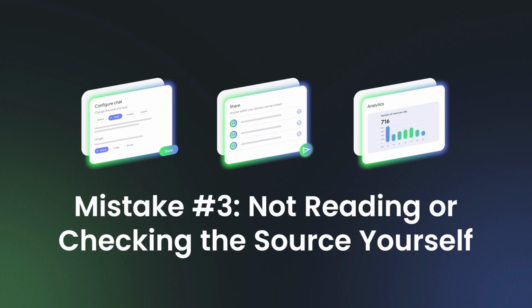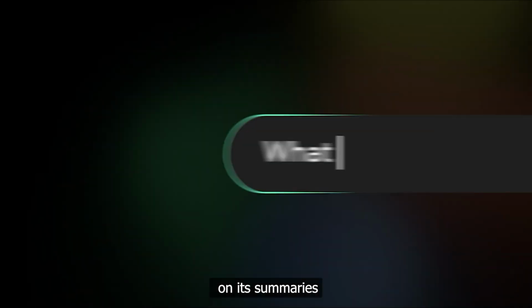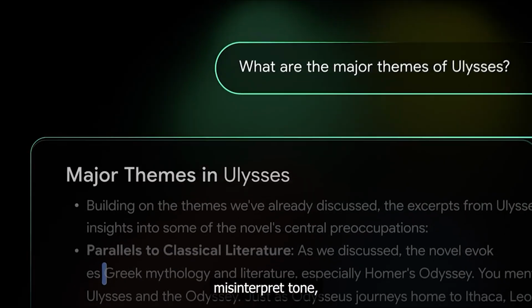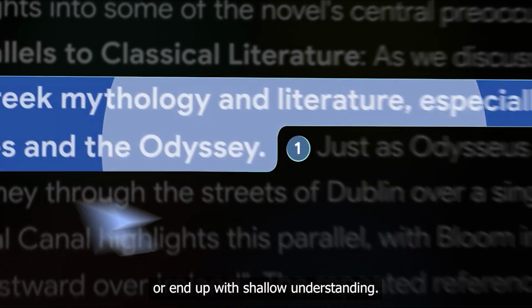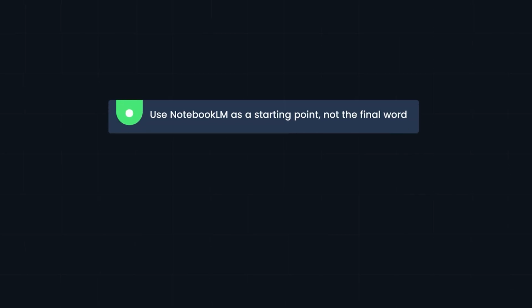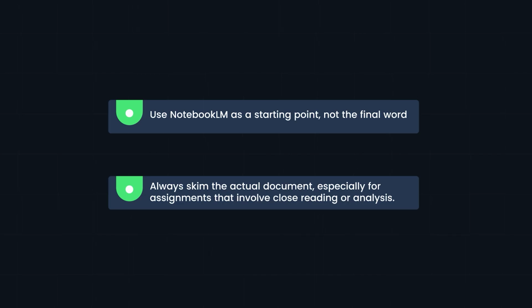Mistake 3. Not reading or checking the source yourself. NotebookLM is not a substitute for reading. If you rely completely on its summaries without reviewing the original document, you could miss context, misinterpret tone, or end up with shallow understanding. Fix it. Use NotebookLM as a starting point, not the final word. Always skim the actual document, especially for assignments that involve close reading or analysis.